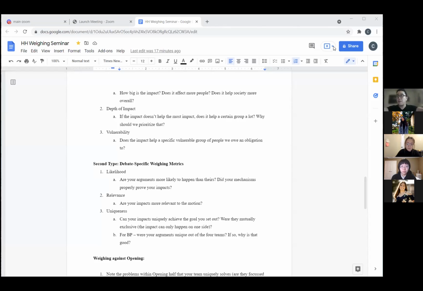That's why the first thing we teach you whenever we talk about refutation is to try to prove that the other side's argument is untrue. The reason why you do that is because it ultimately goes down to the clash of likelihood. How likely are your arguments to happen compared to the other side's arguments?